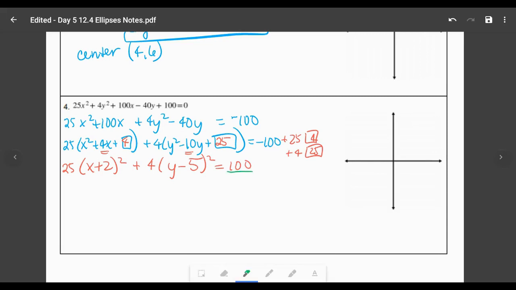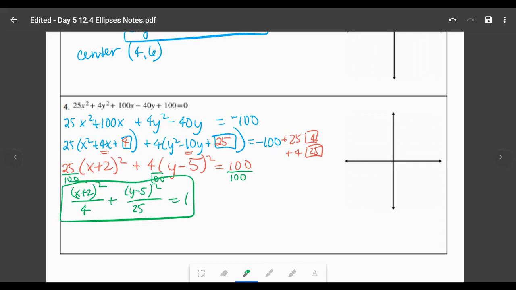So I'm going to change again with my colors, and I'm going to divide everything by 100. All right, so working left to right, we got 25 over 100. That's 1/4, which means I'll have 4 in my denominator. And the (x plus 2) squared is the same. All right, the second one, 4 over 100 is 1 over 25. So I'm going to have 1 over 25 times (y minus 5) squared equals 1. All right, so there's my equation.